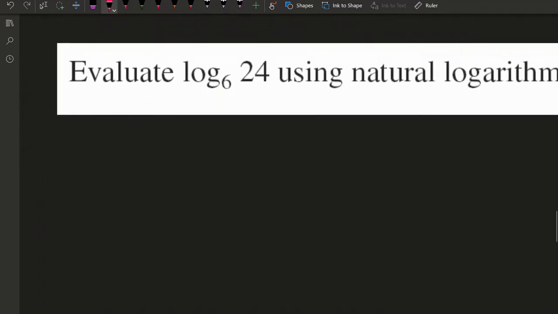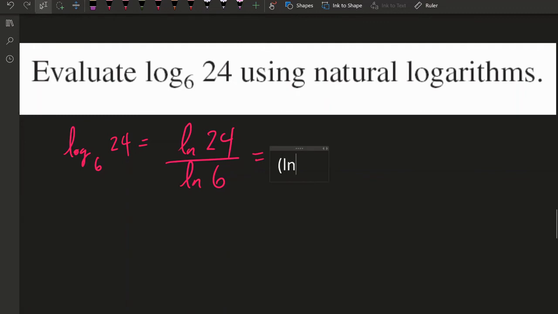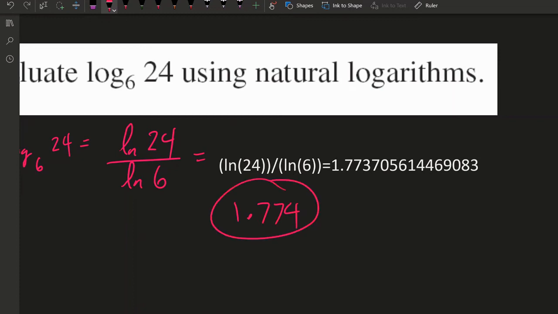Okay, evaluate log base 6 of 24 using natural logarithms. So that means log base 6 of 24 is equal to natural log 24 divided by natural log 6. And in my calculator, I can just type in ln 24 divided by ln 6. And I get my answer, 1.773. Round that to 1.774. And we're done.